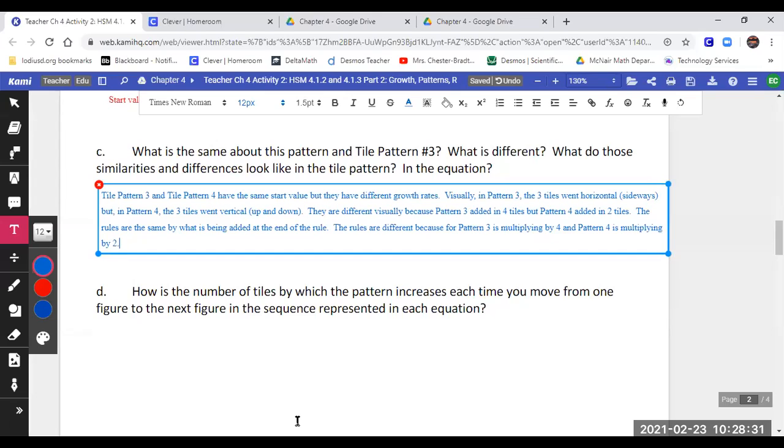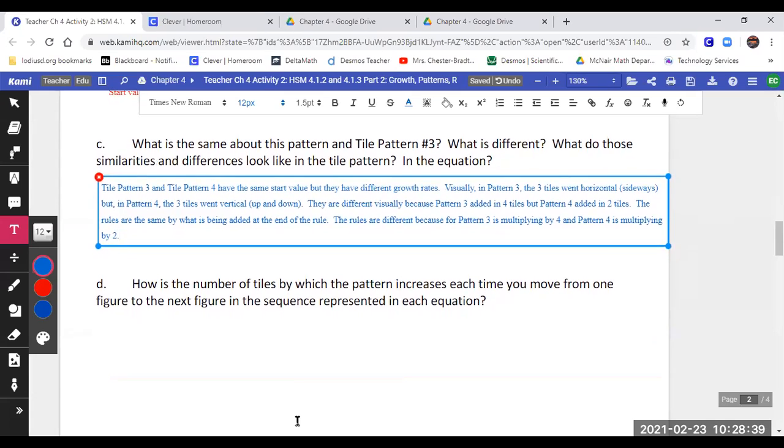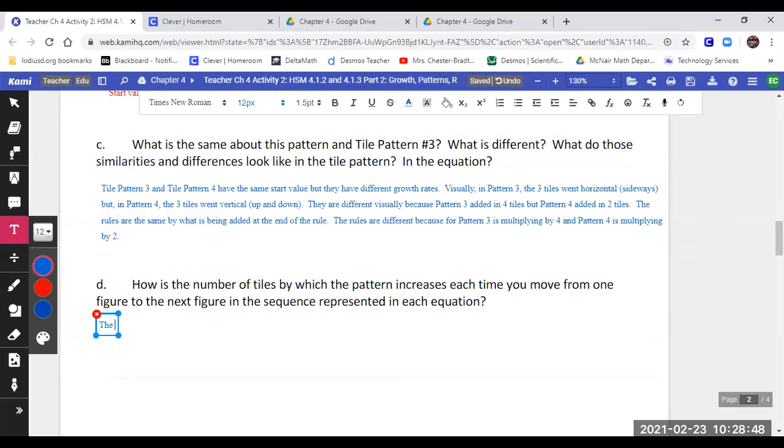How does the number of tiles by which the pattern increases each time you move from one figure to the next, how is that represented in the equation? So where does the growth show up? The number of tiles the patterns increase by shows up where in the equation, in the rule? Where does that growth show up?